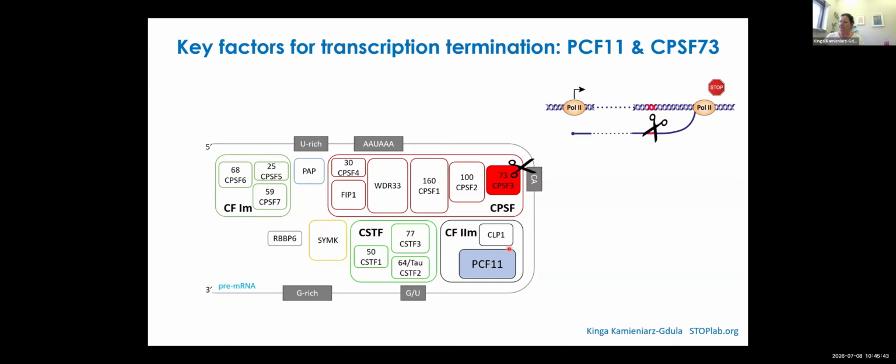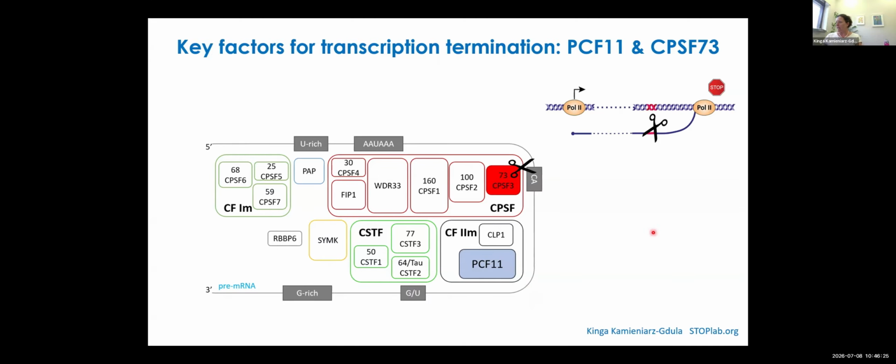And the second factor is PCF11. This is a factor which is substoichiometric to the rest of this complex. So it appears it might have some regulatory function, and it enhances efficiency in cleavage. In fact, in vitro, we cannot get any cleavage without it so far. On the other hand, it's the only protein that has been shown to have the capacity to dismantle an elongating polymerase, by some nice experiments done in Gilmore lab. So these are our two main heroes.